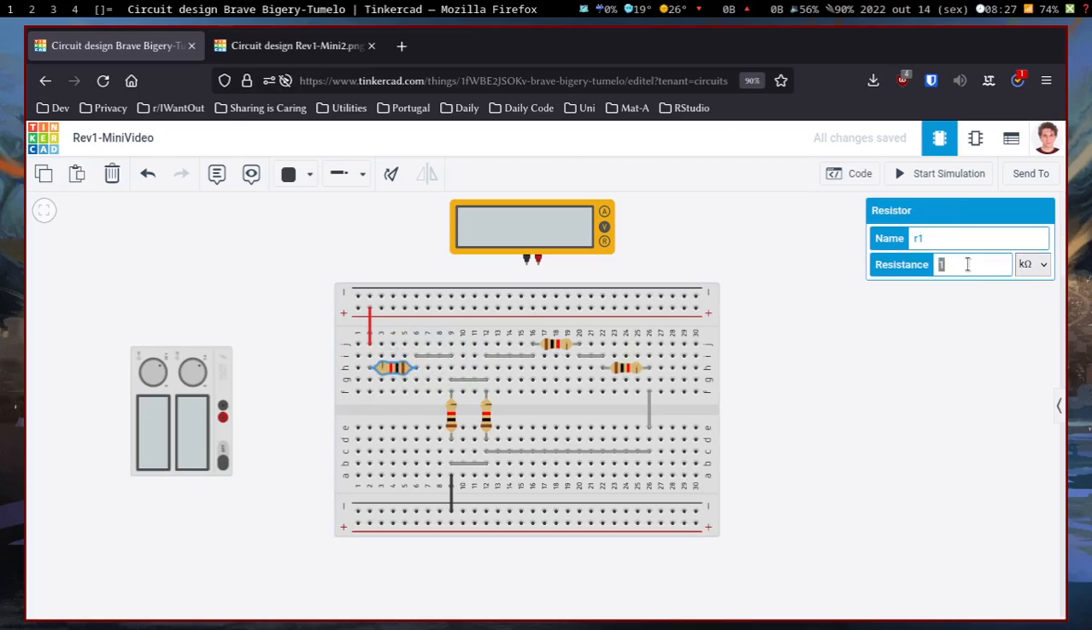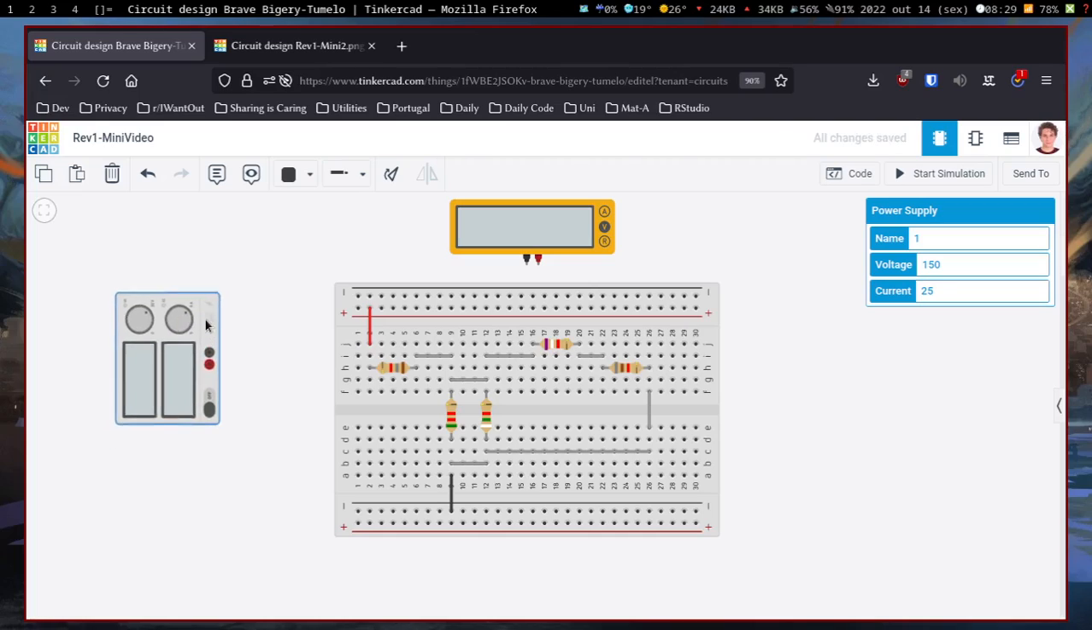Okay. R1 is 1.8, R2 5.2, R3 9.5, R4 7.9, R5 8.1. Okay, that's the circuit. Lastly, but not less important, I need to connect these things.